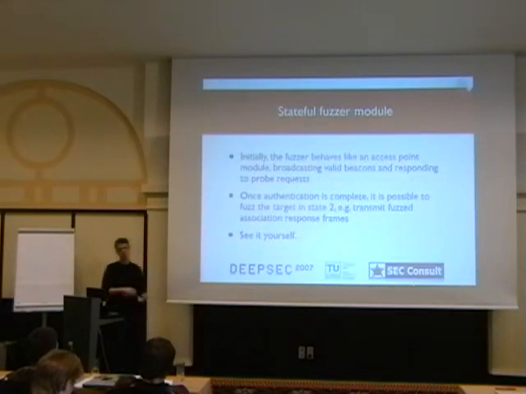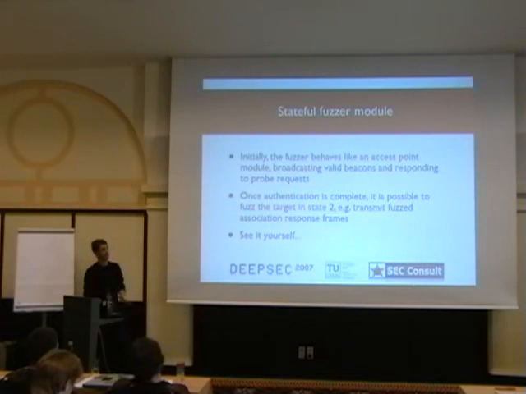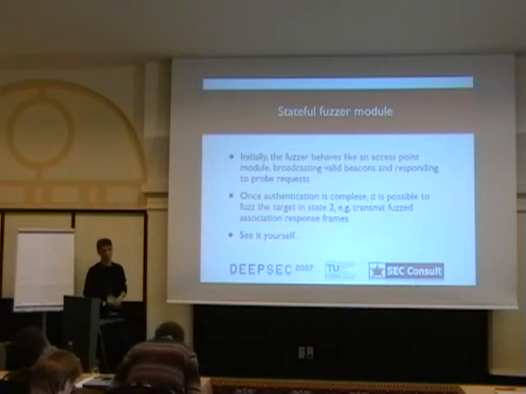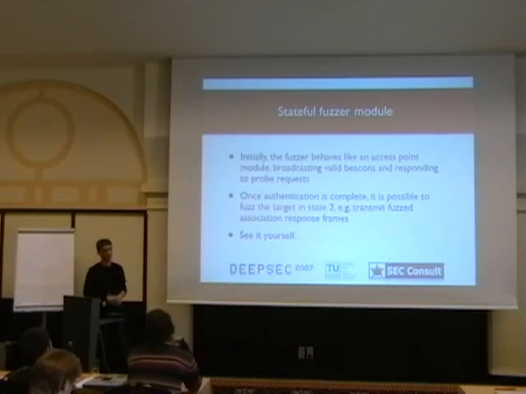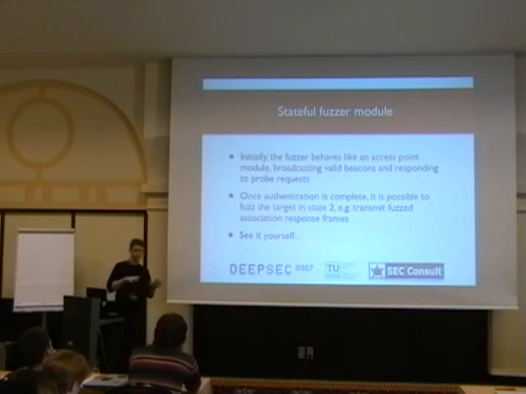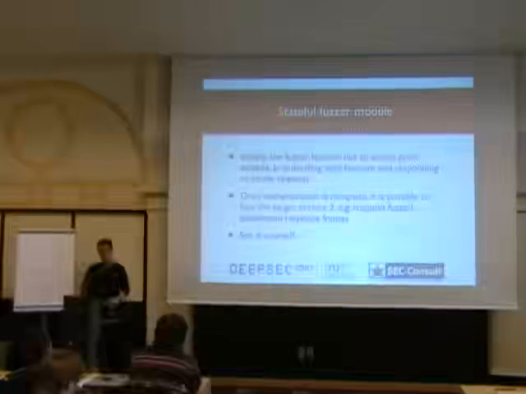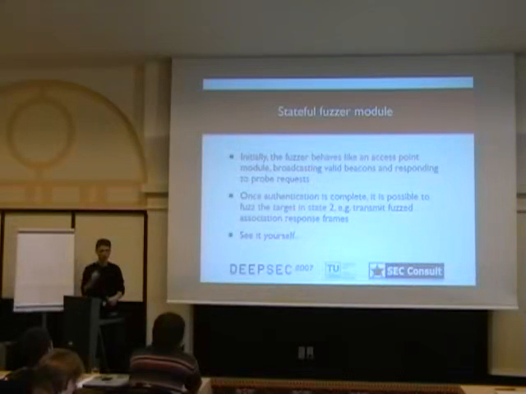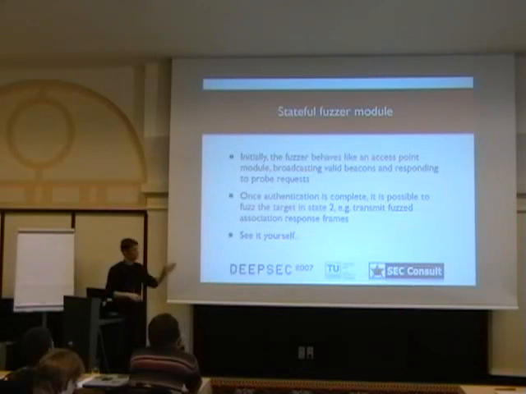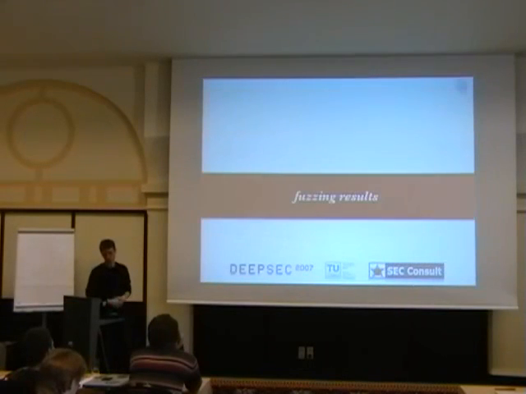So the next module I want to talk about is the stateful fuzzer module. Unlike other fuzzers that have been published, we do stateful fuzzing, so we go into state 2, we go into state 3, and do everything we can there. The fuzzer module really behaves like the access point module, but we can tell it to replace single packets with a fuzzed version of it. So we can really say, fuzzer module, go ahead, act like an access point, and as soon as we receive an authentication, we want to reply with a fuzzed packet. So we can really pick out single packets and fuzz these. And we will also show this module in a second.